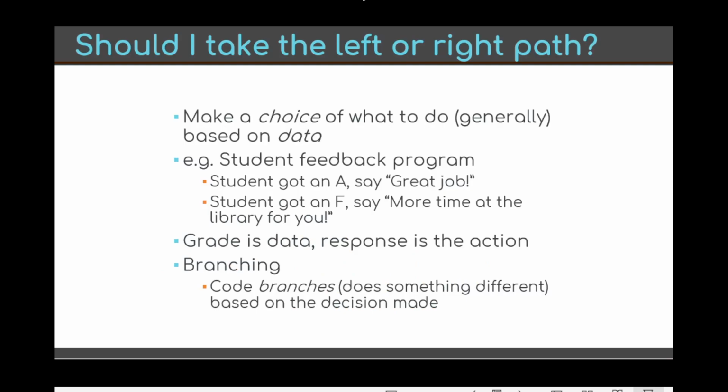Should I take the left path or the right path? Conditionals allow you to make choices on what to do based on data. An example of this is student feedback. If I were to write a very simple student feedback program, basically, if you get an A, I will tell you great job. If you get an F, I'll say maybe you should spend more time at the library. Then how would we accomplish this? Right now, without conditionals, with what you've learned so far, we can't actually do this.